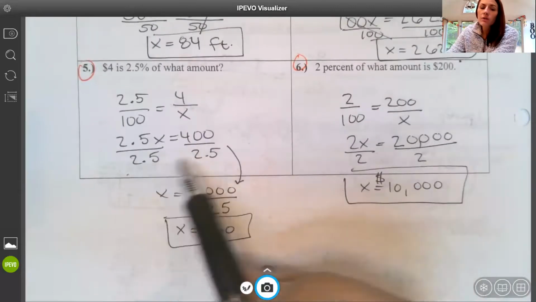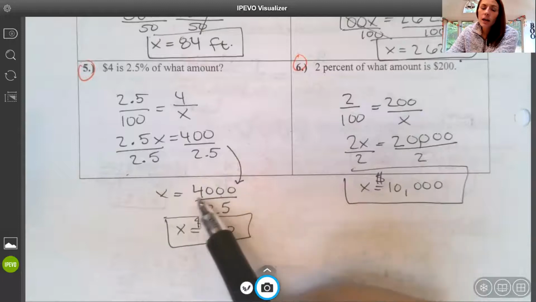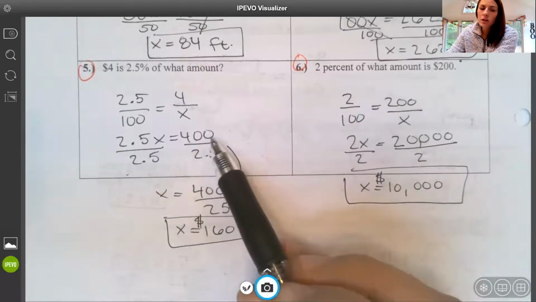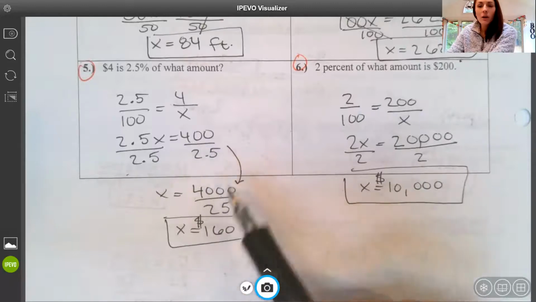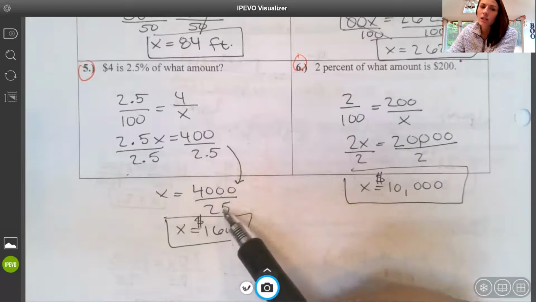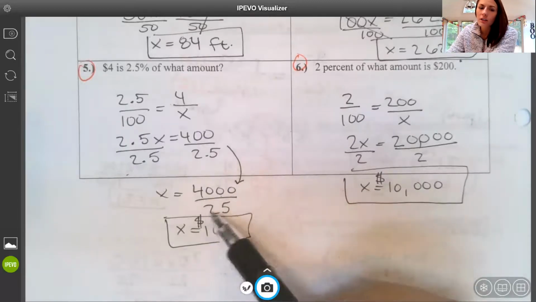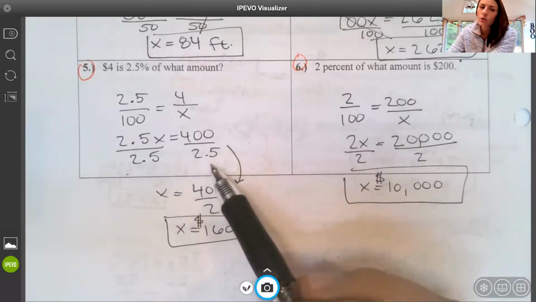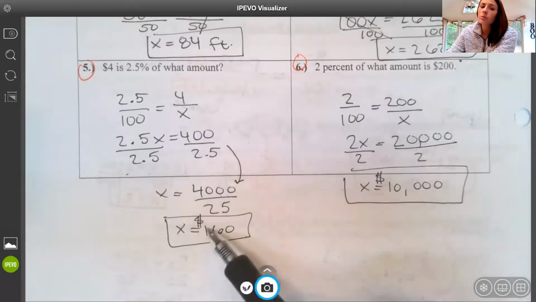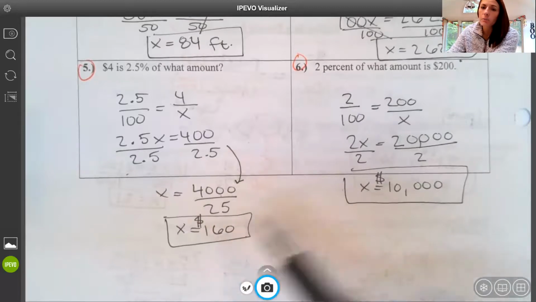On 5, when I divide by a decimal, I added a 0 to both. So basically it's like the backwards of reducing a fraction, right? I just made this equivalent fraction, but 10 times larger. So I made it 4,025ths instead of 400 over 2.5. And that's what helped me there, again, without a calculator, to be able to find that value. And it is money, so my answer has money in it.